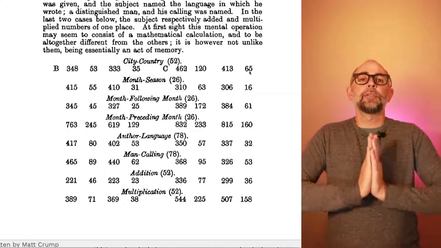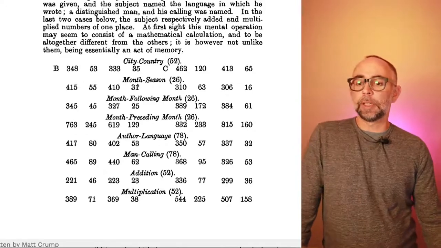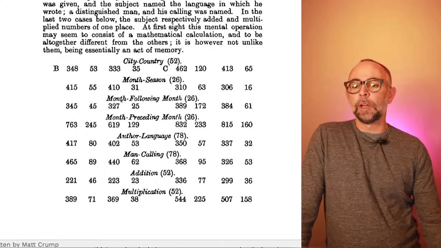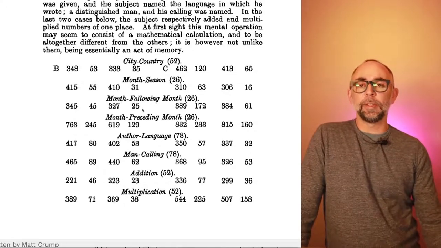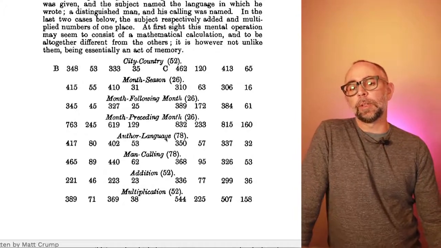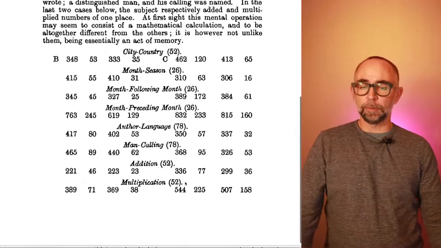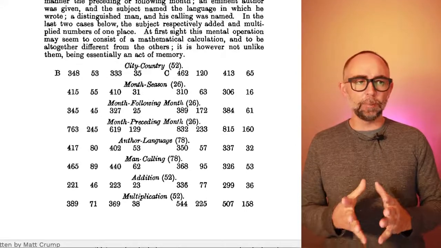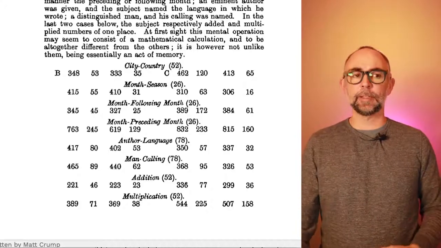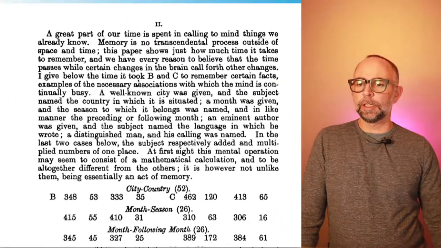Now, Cattell was interested in just trying a bunch of stuff and measuring different things. So he had people recall facts having to do with months and seasons, or how about I give you a month and you have to say what the next month is, or I give you a month and you have to say what the preceding month was, or I'll give you the name of an author and you have to say what language they wrote in, and so on, or give you some numbers to add or multiply. And all of these tables just show the time it took for people to recall these basic facts for these different categories of facts.